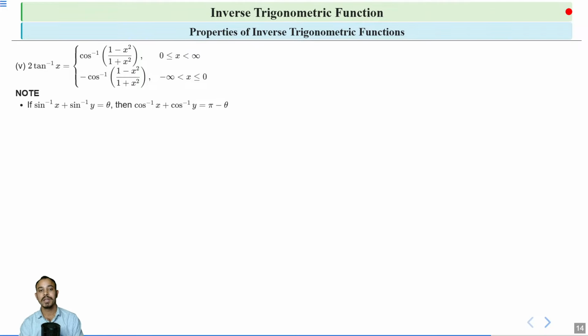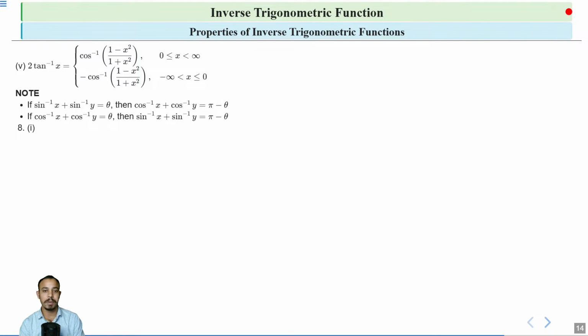Then see the next note. If cos inverse x plus cos inverse y is equal to theta, then what will be sin inverse x plus sin inverse y? For that, you just have to subtract theta from pi. So if you have cos inverse x plus cos inverse y equal to pi by 2, then sin inverse x plus sin inverse y is equal to pi minus pi by 2, which is equal to pi by 2. Okay, good, very good.